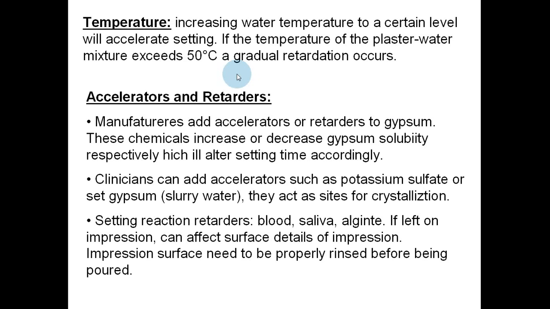Manufacturers add accelerators or retarders to gypsum. These chemicals increase or decrease gypsum solubility respectively, which will alter setting time accordingly. Clinicians can add accelerators such as potassium sulfate or set gypsum. They act as sites for crystallization. Setting reaction retarders, for example blood, saliva and alginate, if left on the impression, can affect surface details of the impression. The impression surface needs to be properly rinsed before being poured.